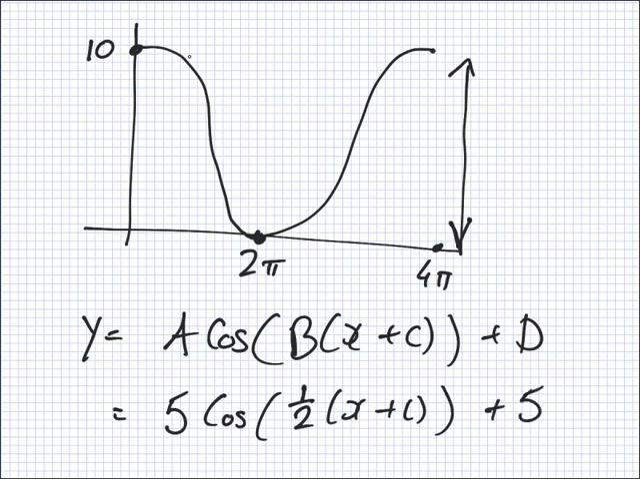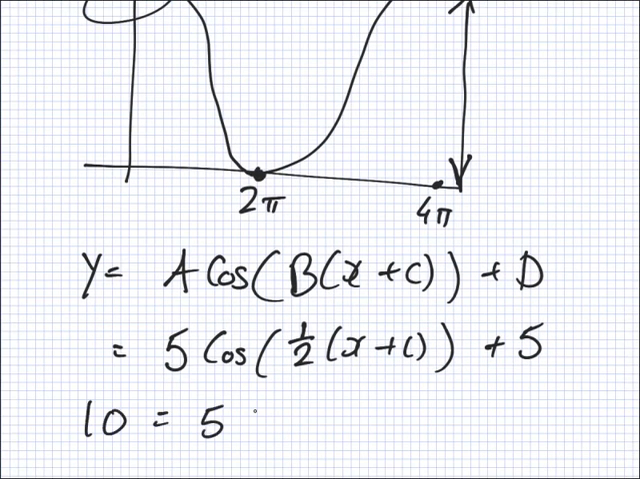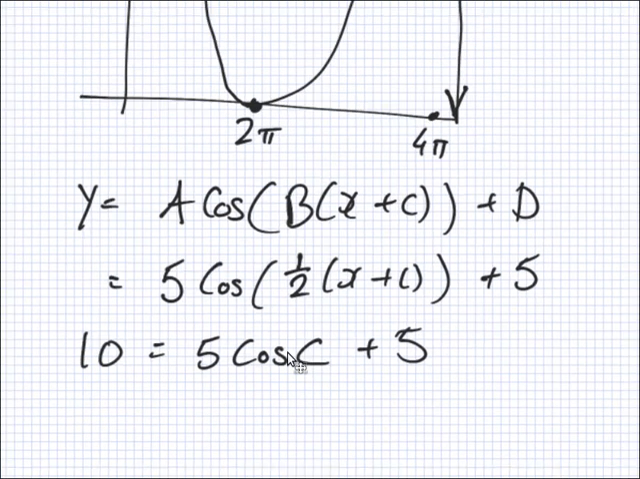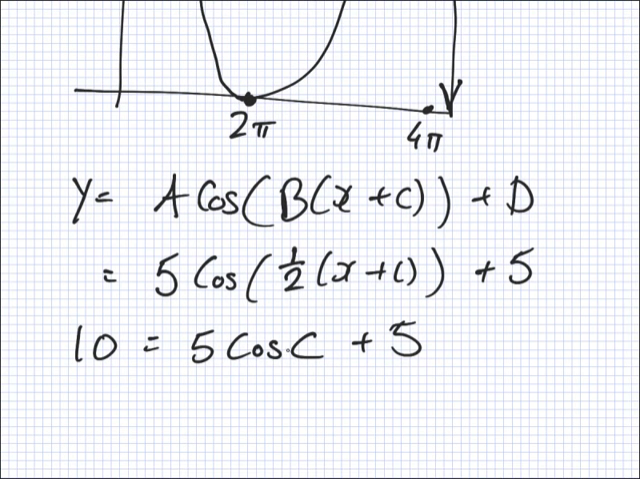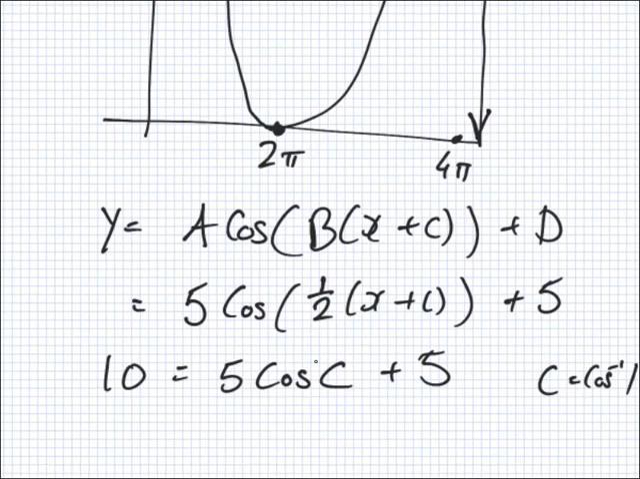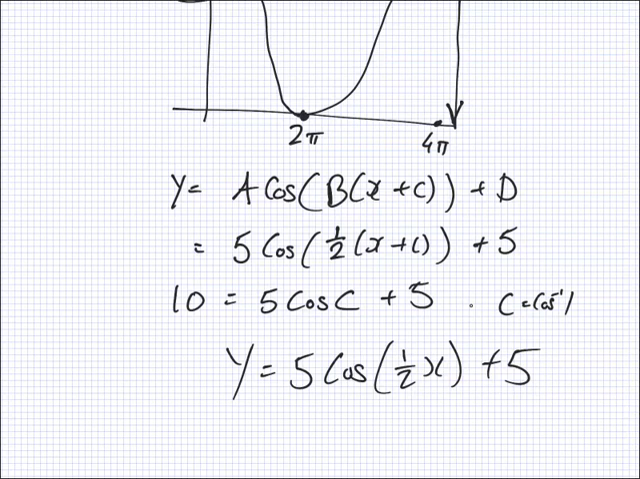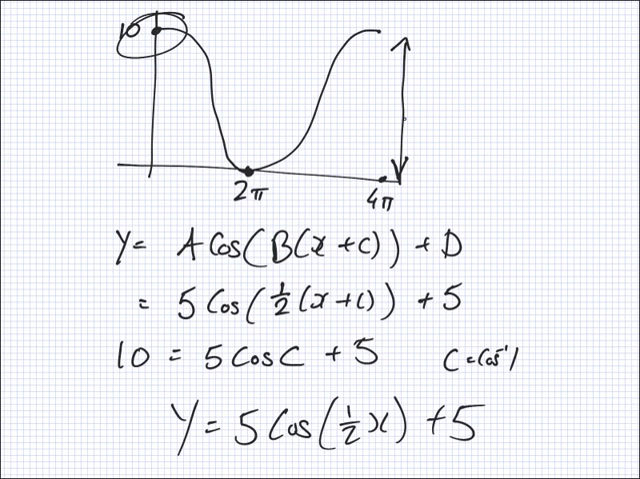So lastly, I can get the C by subbing in this point. So 10 should equal 5 cos C plus 5, because the x is 0. So 10 minus 5, 5 divided by 5 is 1. So C is just going to be whatever cos inverse of 1 is, which is 0. Which is not surprising because the graph doesn't look like it's been shifted left or right. So the final answer is y equals 5 cos a half x plus 5. Mo, hit that in on your graphing calculator and see that it matches up.